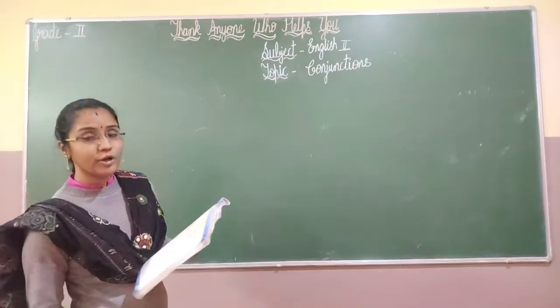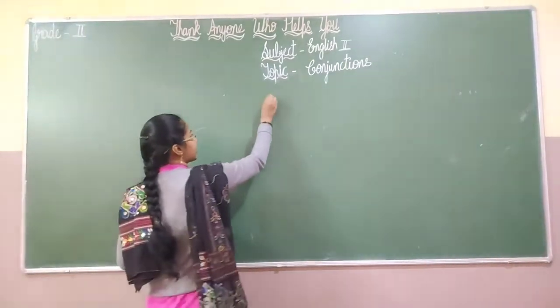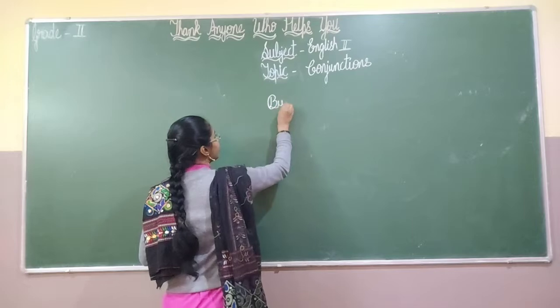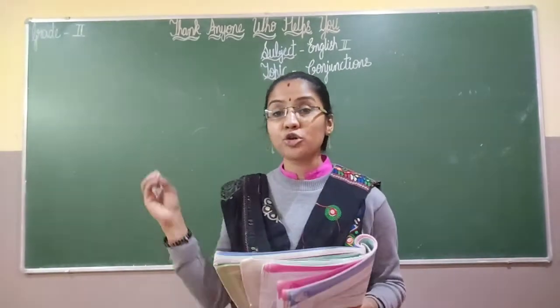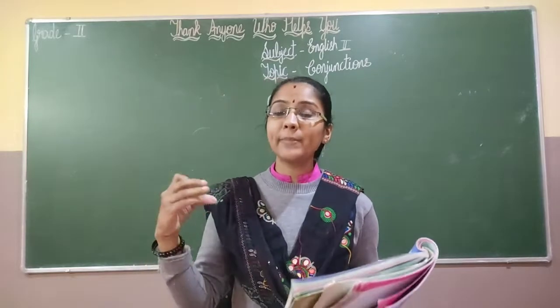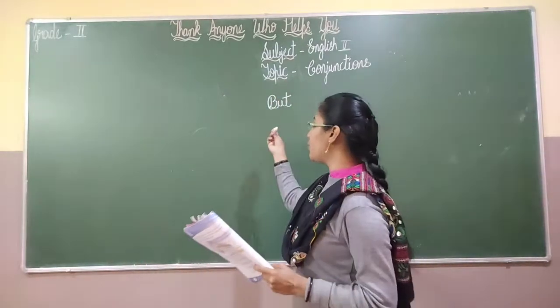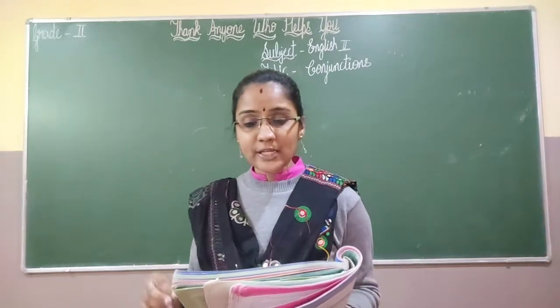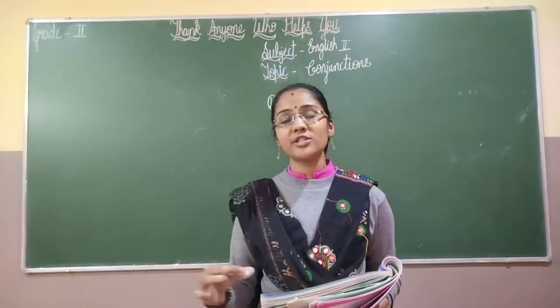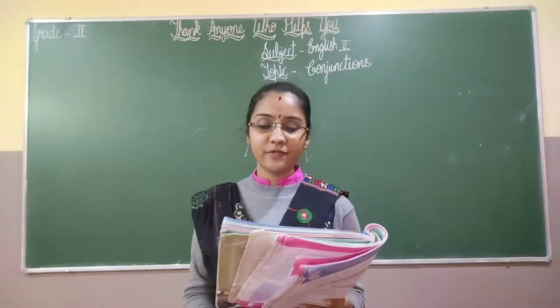Okay. So when are we going to use this conjunction "but"? We use "but" to join sentences. To complete the sentences, we use this "but" conjunction when they express contrasting meaning. Contrasting means what? Difference. Okay, difference.